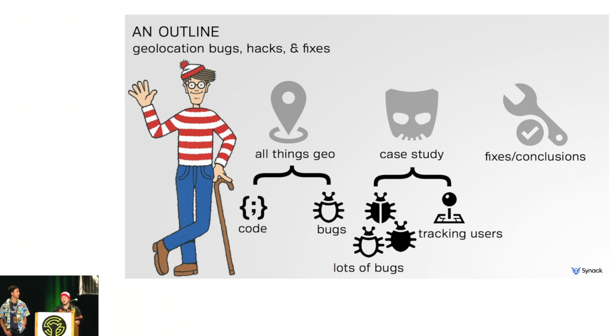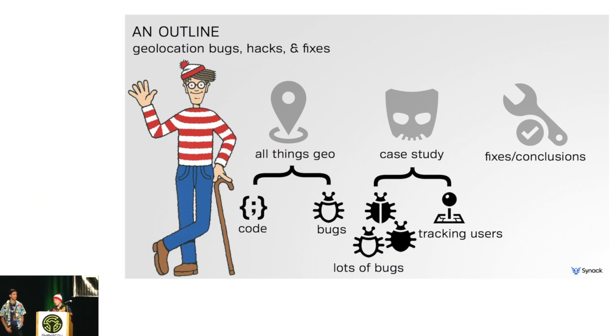Today's talk can be divided into 3 parts. I'm going to start by talking about all things geolocation, at least in terms of mobile. I'm going to talk about how to do this programmatically in code, then talk about some common bug classes that we see. And then finally, we're going to look at some actual applications that had geolocation vulnerabilities. Then I'm going to turn it over to Colby.